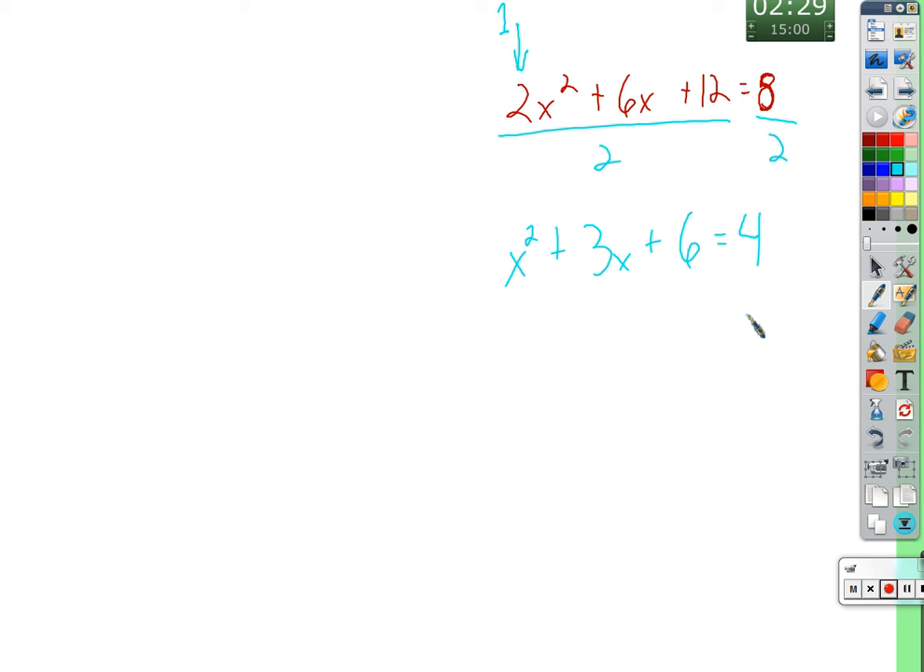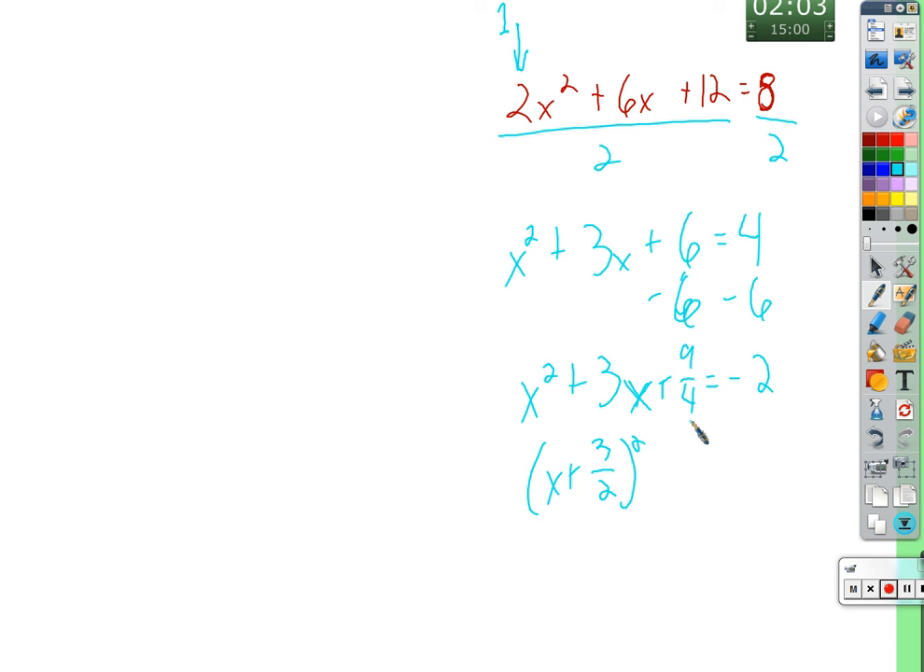Positive 4. Now subtract 6. Hey, don't blow it. I get a negative 2 on the side. And this turns out to be exactly the same as the problem before, where there's a 3x there. X plus 3/2 squared, we're going to get a 9/4 there. We multiply 3/2 times 3/2, plus 9/4 on this side.